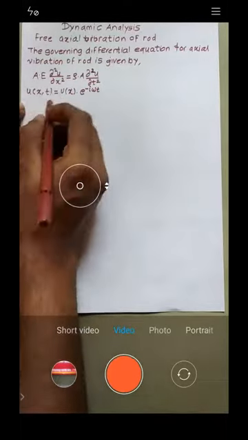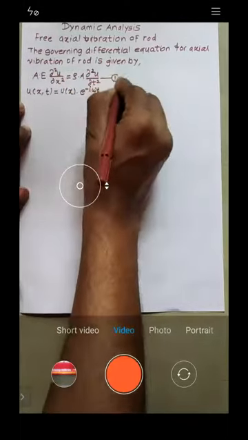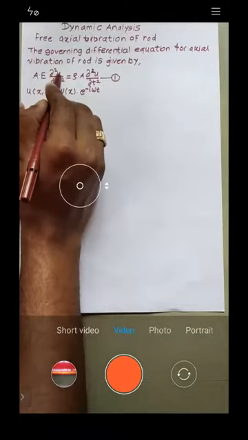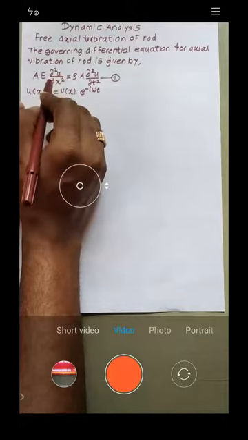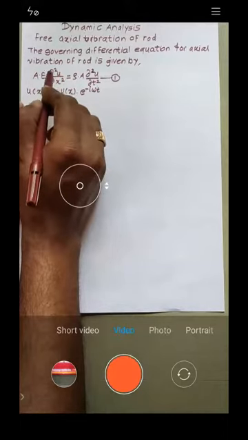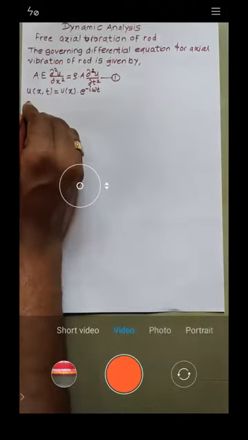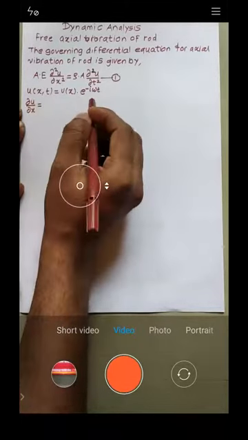Let me write this as equation number one. What is expected in this equation? I need the partial double derivative of u with respect to x. So I will calculate dou u by dou x first.